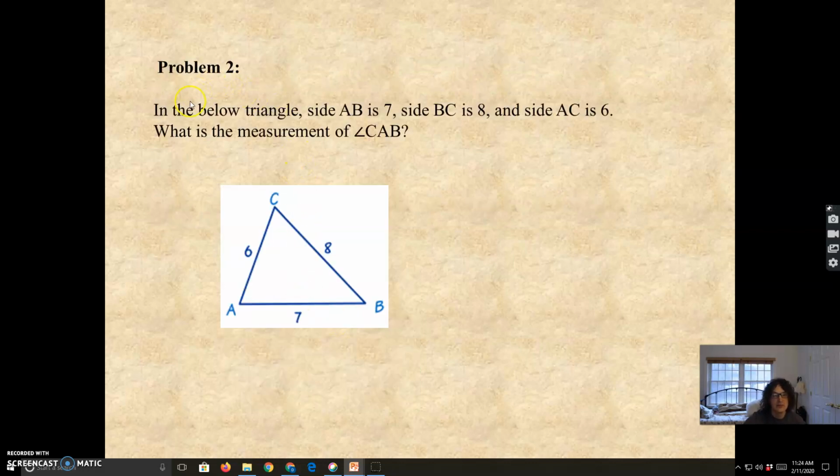And here, problem 2, in the below triangle, side AB is 7, side BC is 8, and side AC is 6. What is the measurement of angle CAB? Now we can kind of have a sense it's opposite the largest side, so it's going to be the largest angle, CAB.